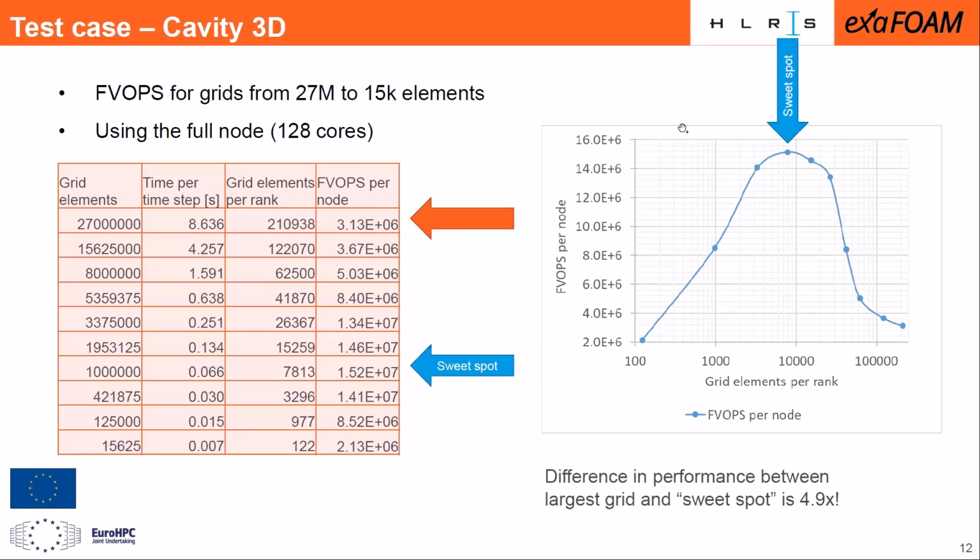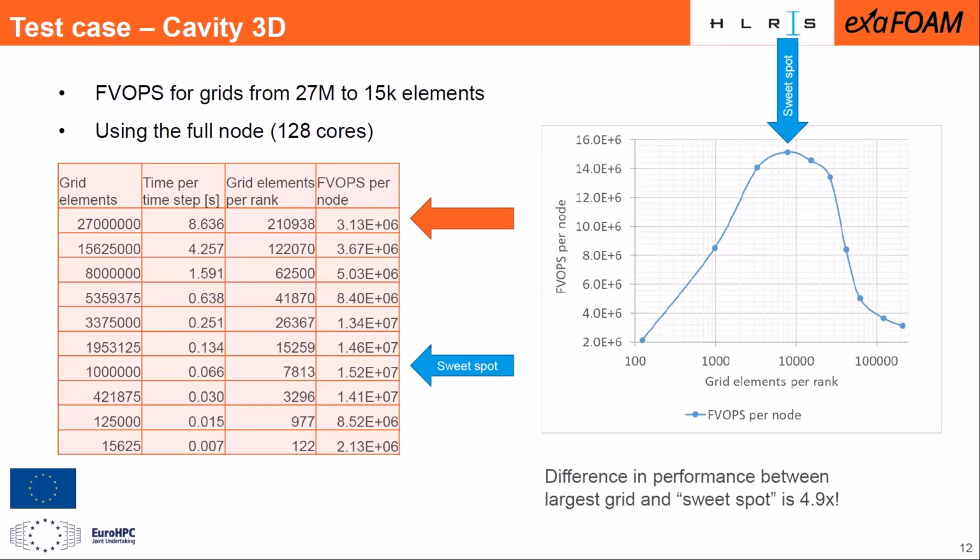But then I continue decreasing the grid size to some 100 grid elements per rank, and then the performance breaks down again. What is special in this system is that the difference in performance between the largest grid and the sweet spot is almost 5 times. And that's why we see the superlinear speedup in the system.